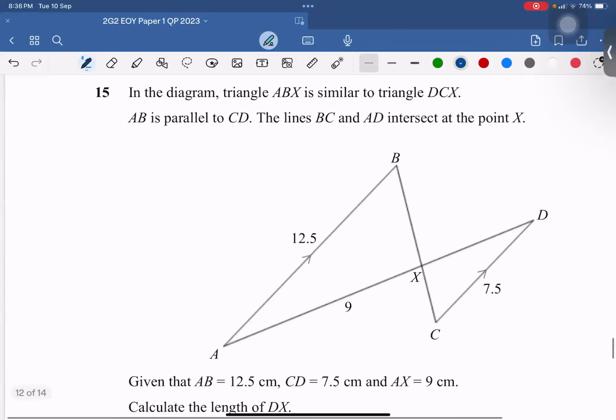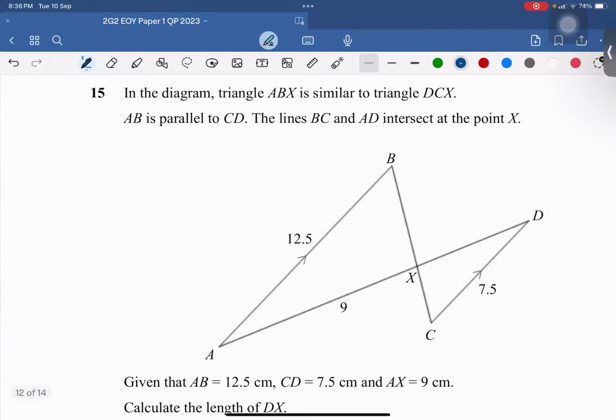Next part, this one is similar triangle, but I need you all to know the labeling and the order, the sequence. First one important, triangle ABX. So I'm going to write down ABX, similar to triangle DCX. So A must match with what letter?